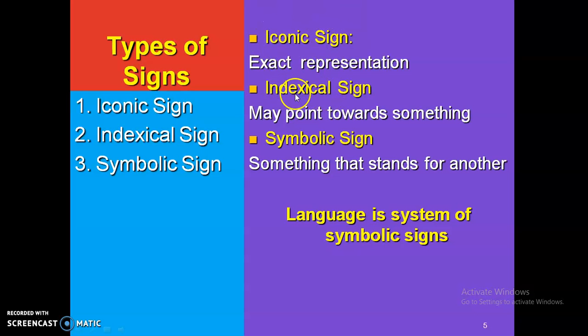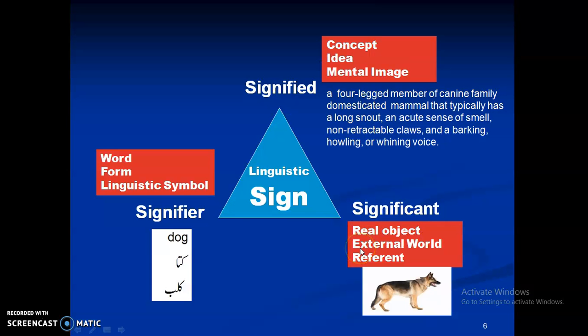So these are exact representations. Then we have the indexical sign, that is pointing towards something. The last one is the symbolic sign, something that stands for another. So language uses symbolic signs. We can say language is a system of symbolic signs. Regarding sign, we have a very important semiotic triangle. If you can recall, I often mentioned de Saussure. It was de Saussure, the father of modern linguistics, who talked about sign.